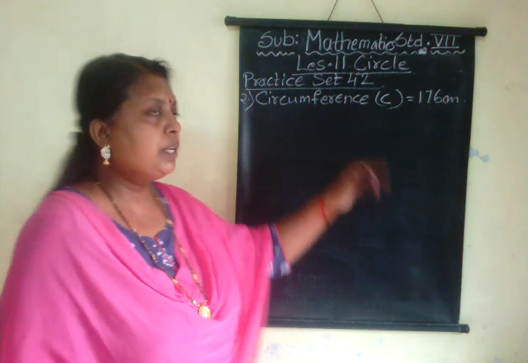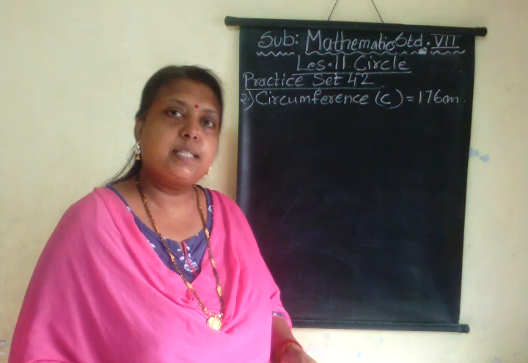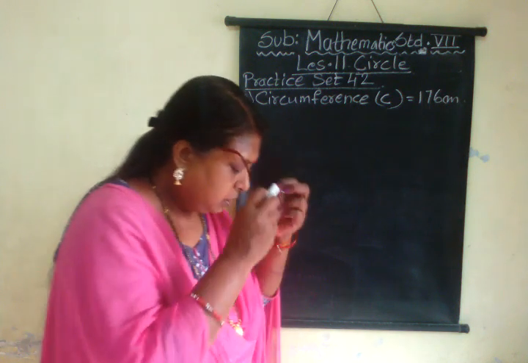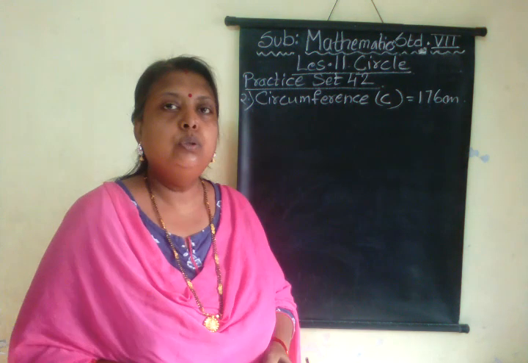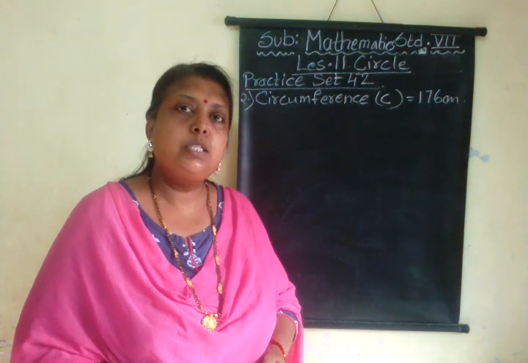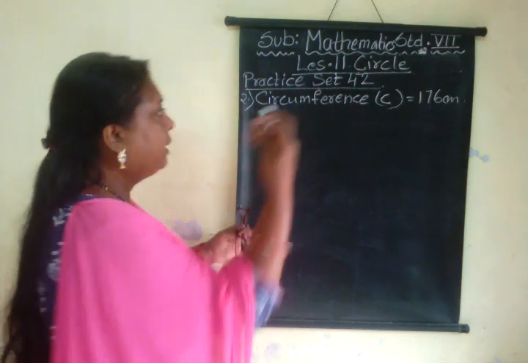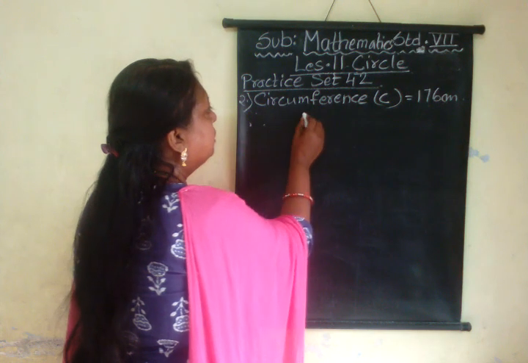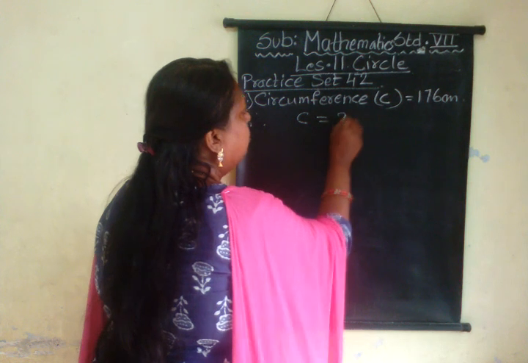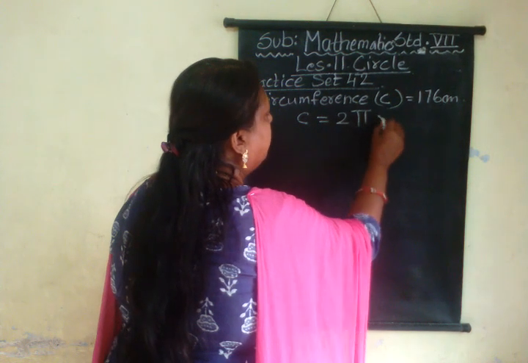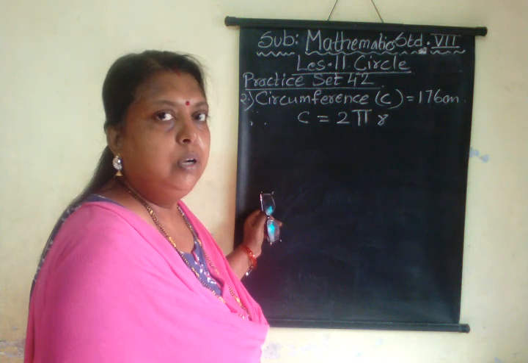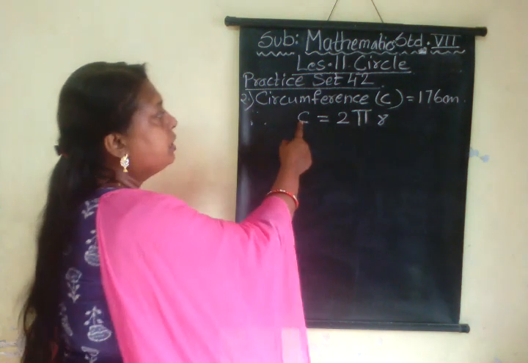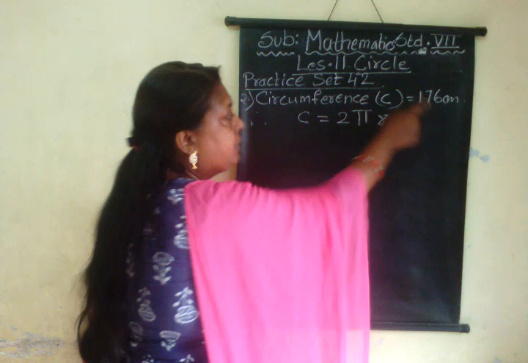So only circumference is given as 176 centimeter, right? Now we have to find radius. Now you know the formula C is equal to 2 pi r. So I'll write that first. C is equal to 2 pi r, where r stands for radius and C stands for circumference. Now children, we know what is circumference, 176.